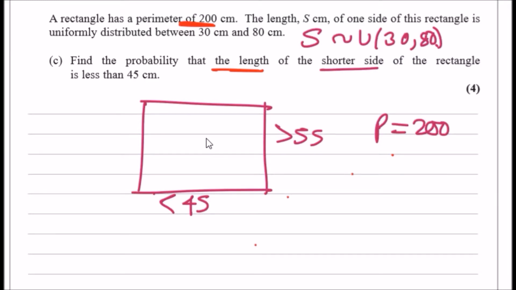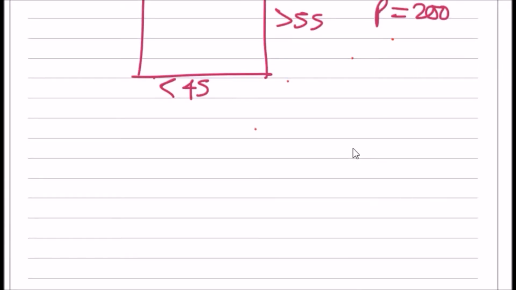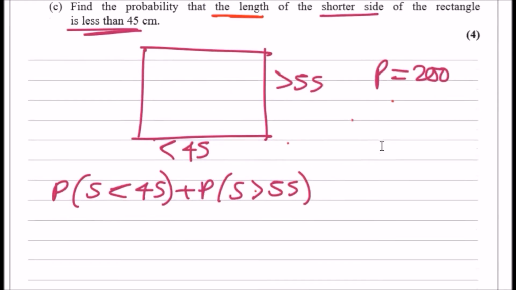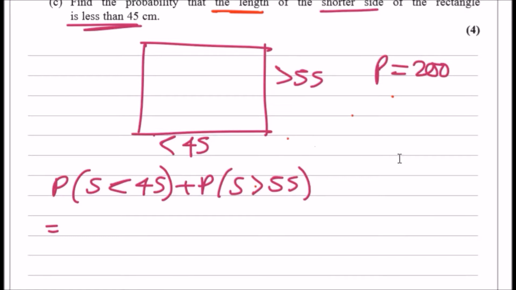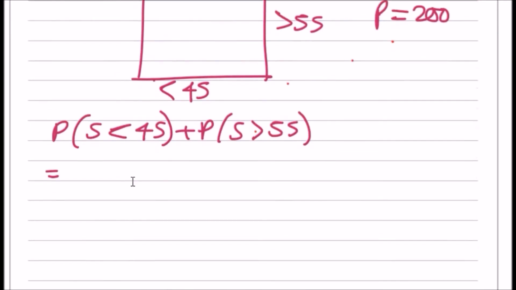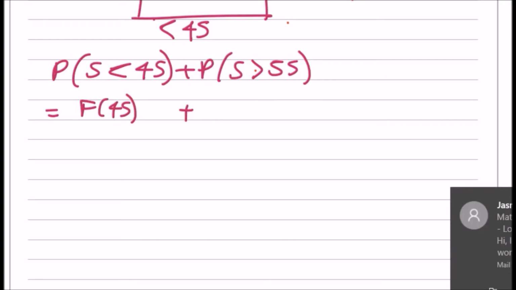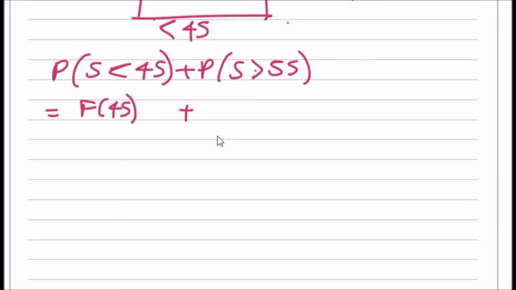So effectively, to guarantee this statement, we need to ensure that this probability and this probability both hold to guarantee 200 centimeters. So let's say that: find the probability that s is less than 45 plus the probability that s is greater than 55 centimeters. Now what is this? This is just simply the uniform cumulative function. With the parameters 30 and 80, we can express this as F(45) plus, and this is actually 1 minus F(55).